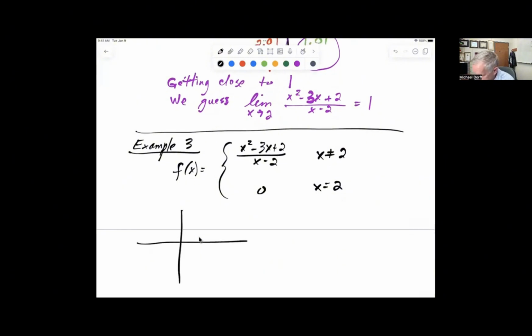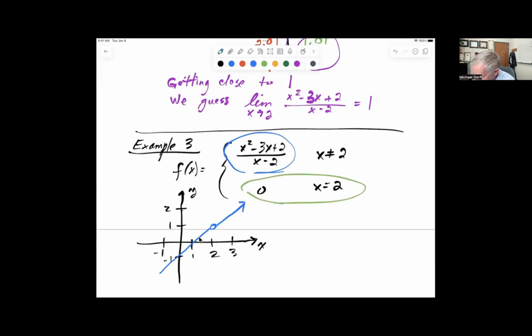And what does the graph of this one look like? Again, it's going to be similar to the previous one. You go up like this. I have a hole here, because that's the first part: x squared minus 3x plus 2 all over x minus 2 can't have x equal 2. I have a hole there. But then the second part of the function tells me that the value of the function is going to be 0 when x is 2. So it looks like this, so put a little dot there. Again, this is called a piecewise function. There are two pieces, and we have that big squiggly bracket there.